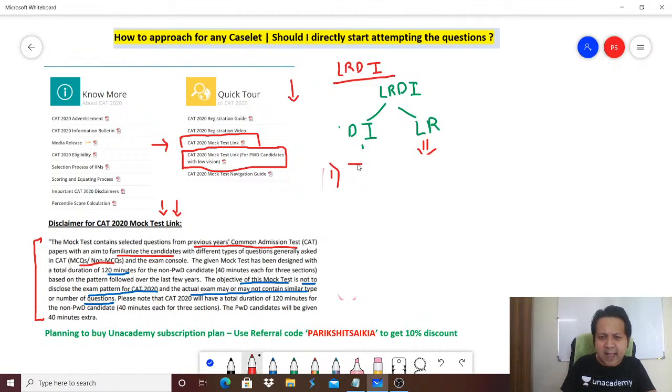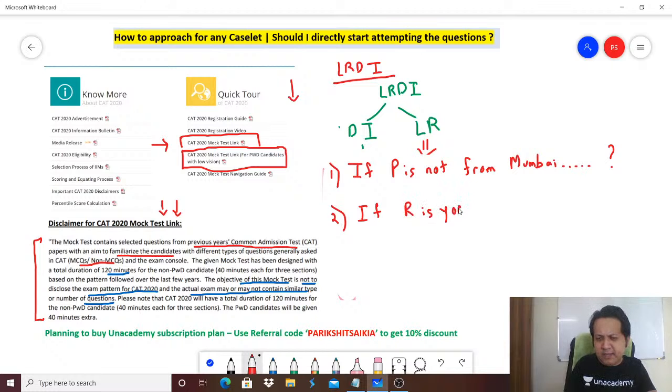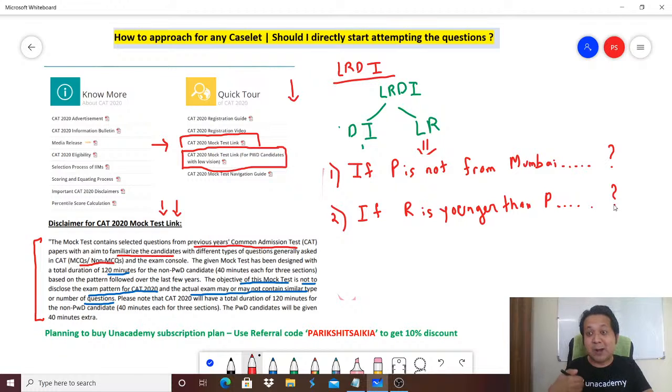Something like, let's say I tell you, if P is not from Mumbai, something like this, and then there is a question and they will ask you a question. Second question is, if R is younger than P, something like this. Now what happens? It means the set that you will solve, you will not be able to solve completely.